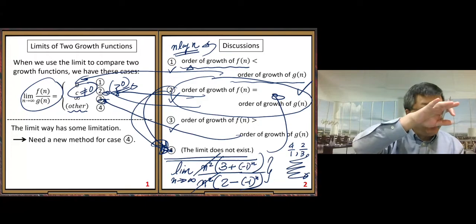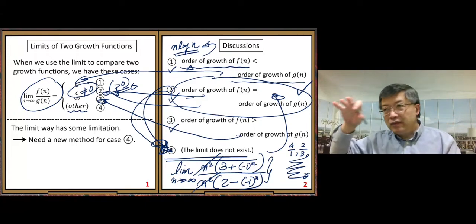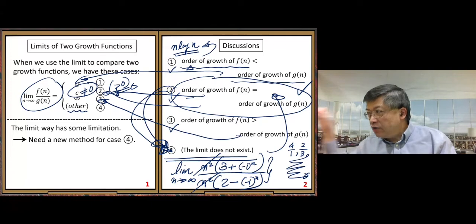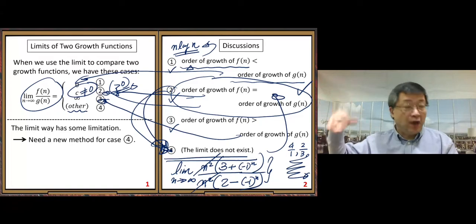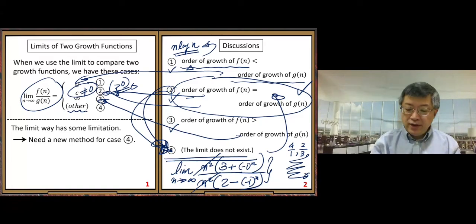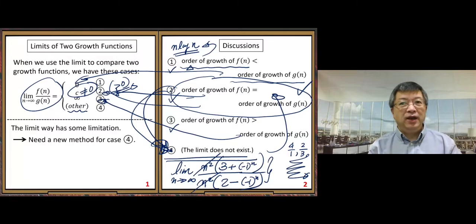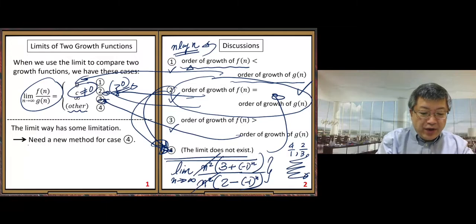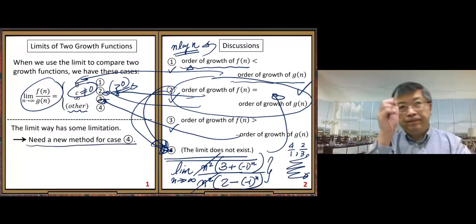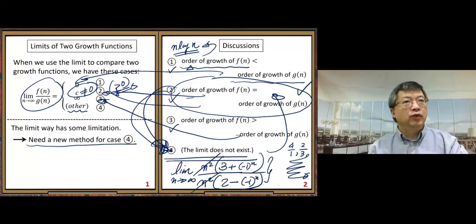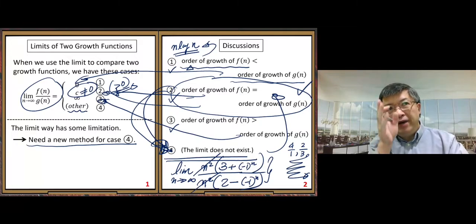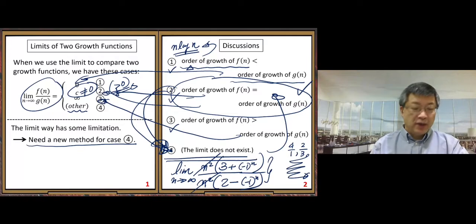It will not converge to a fixed number. When we say there is a limit, those values should converge to a fixed number. That's why it does not converge to any number. So that is the example. Because of that, we need a new method for case 4. The new method should not rely on the limit, to avoid that non-existence situation.